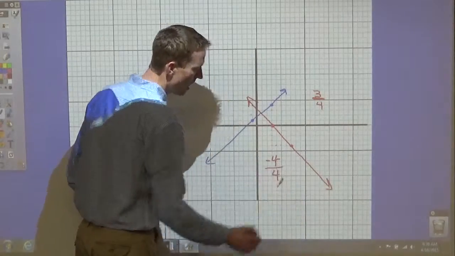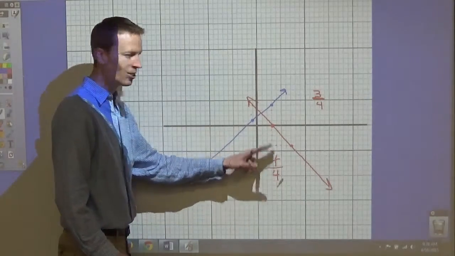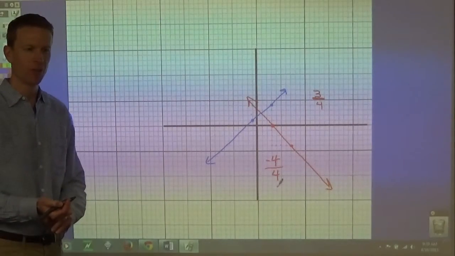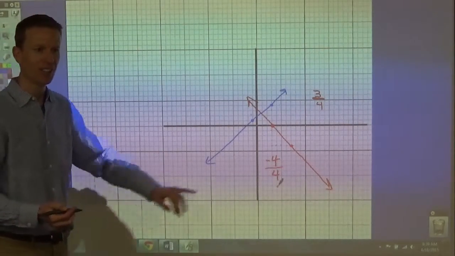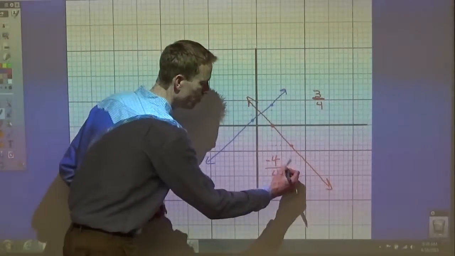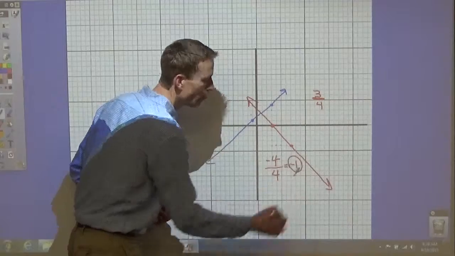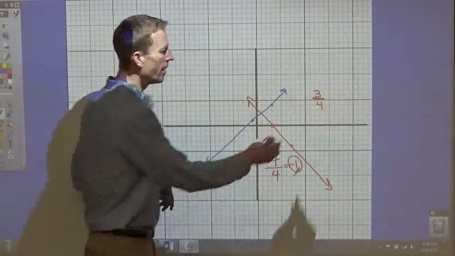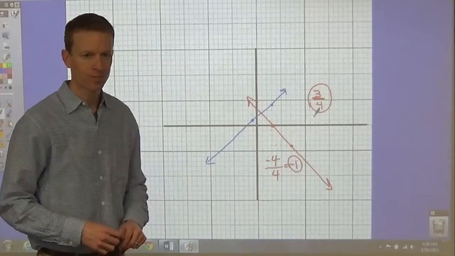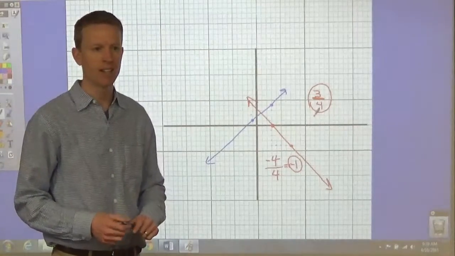Down and then right. So this is a negative slope, isn't it? We have to simplify this to negative 1. The slope is negative 1. Any questions on finding the slope this way?